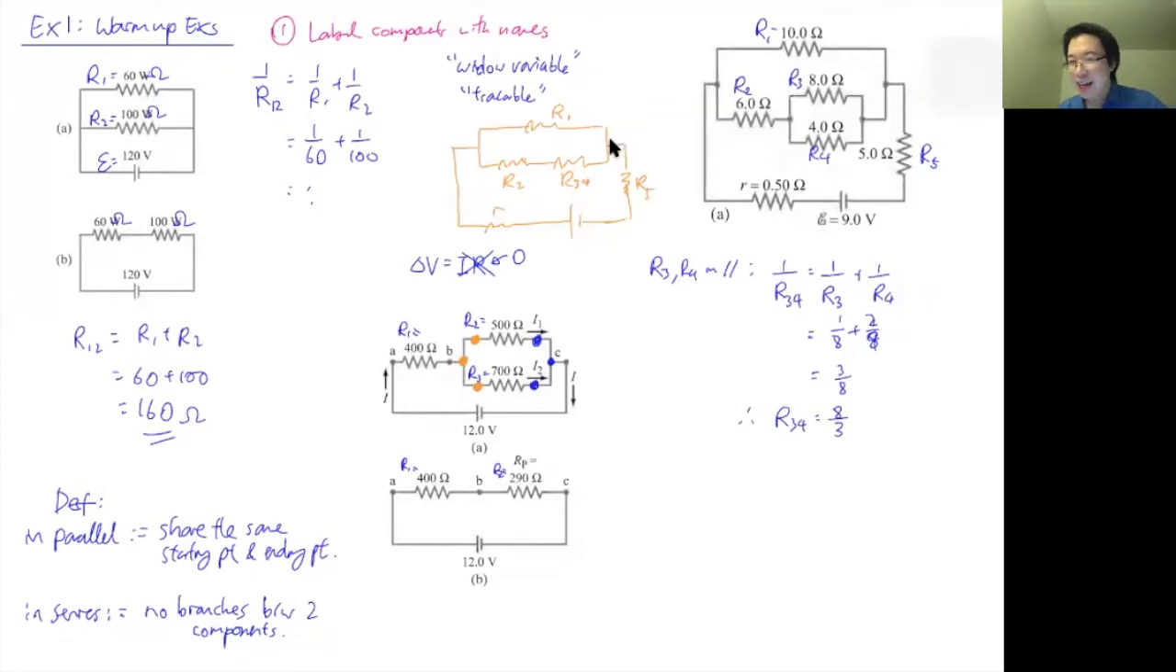Try to send a public message. Don't send me a private message so it's easier for everyone to see. There's a question: is R2 and R3, 4 in series?